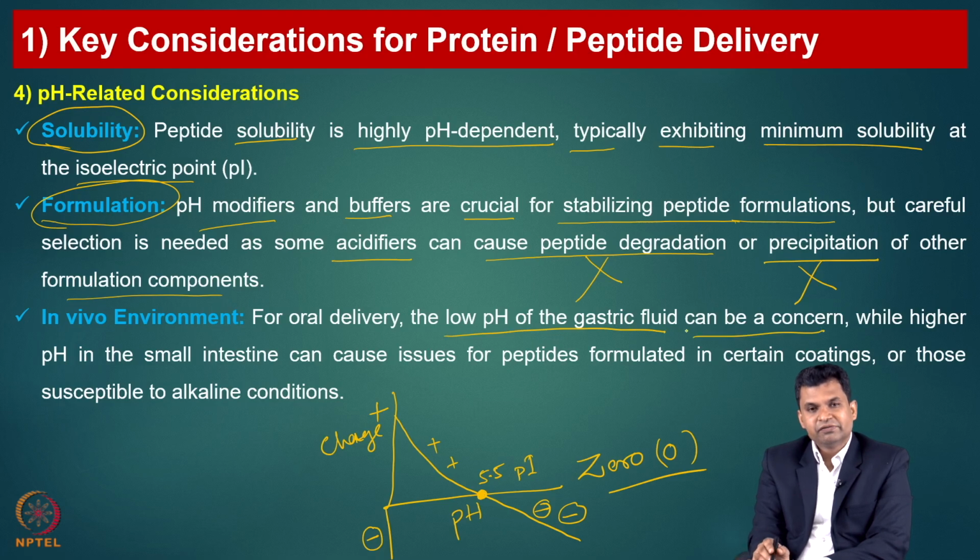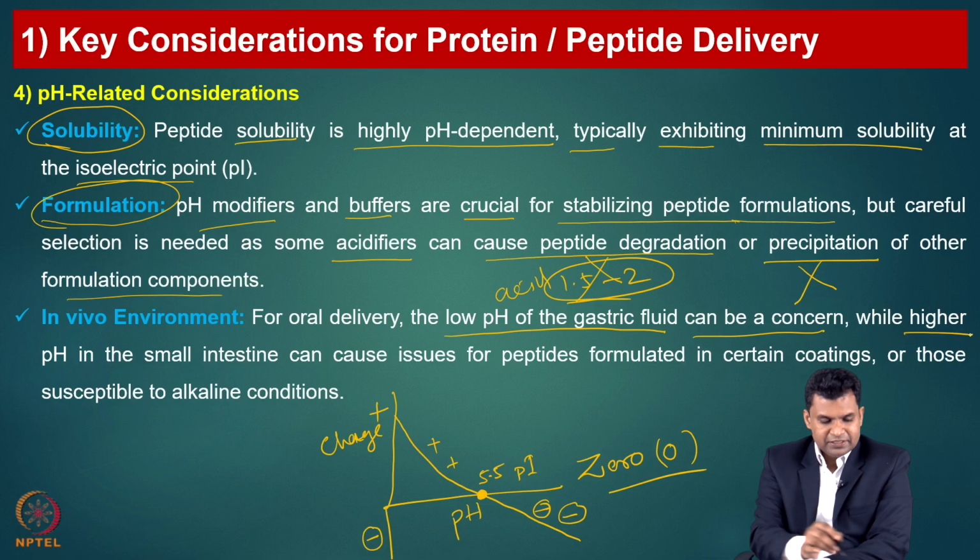Because that will induce degradation, acidic hydrolysis can also happen. So we should know the stability issues of your molecule. The acidic pH may be around 1.5 to 2, right. So for that case we need to come up with various types of formulation to overcome the oral delivery issues. And the higher pH in the small intestine can cause issues for peptides formulated in certain coatings.